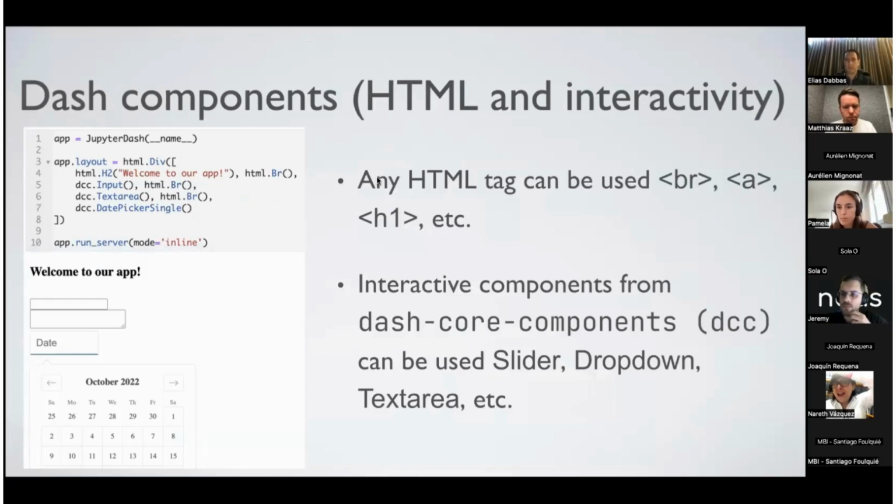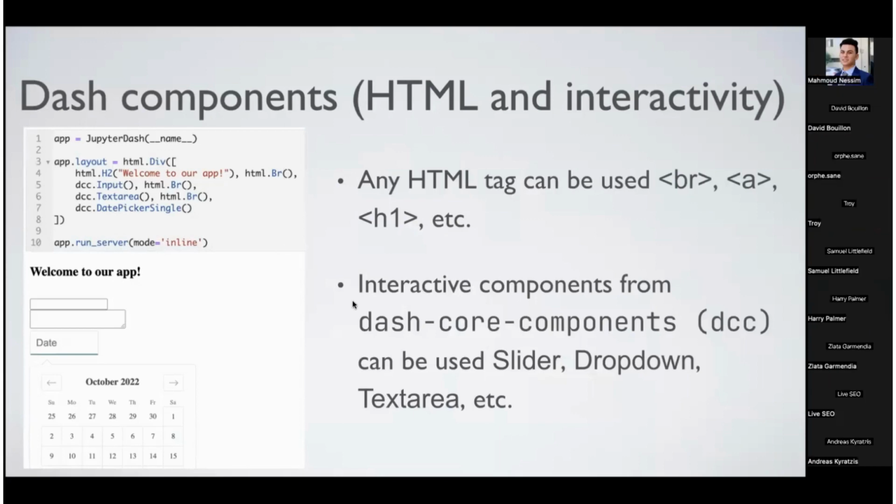So the two main types of components are HTML components and the Dash Core Components. The HTML components are basically all the HTML tags that are available. So, as you can see over here, html.H2 will create an h2 element. br would create a break. Any kind of HTML code that you want, you just put it there with the parameters and it will be converted for you.